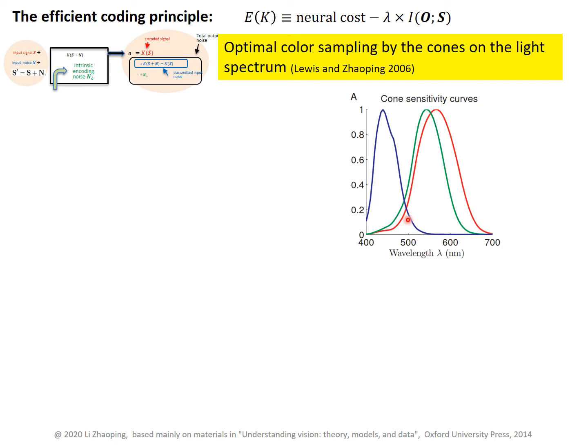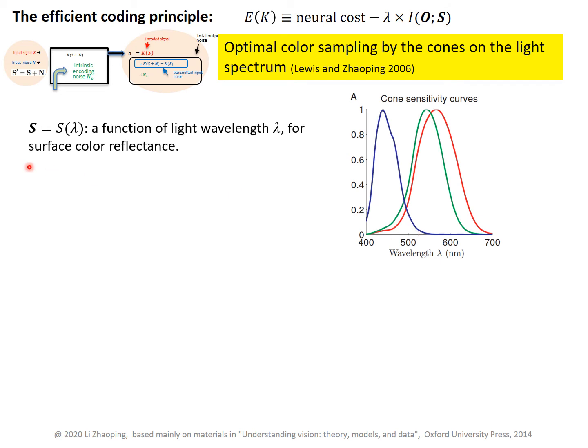Okay, for example, why is this green cone most sensitive to, let's say, 540 nanometers? Why isn't this green curve slightly shifted so that the peak sensitivity is more towards the shorter wavelength, right? And so it turns out that we can indeed understand this from efficient coding principle. So let's formulate it this way.